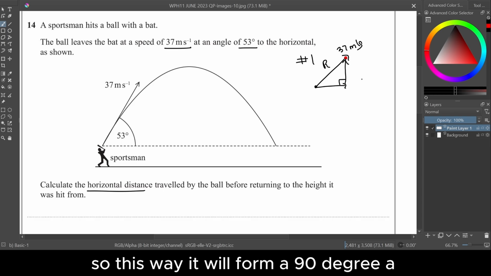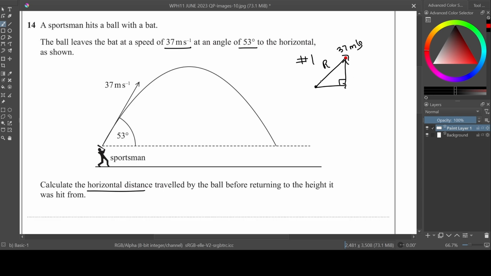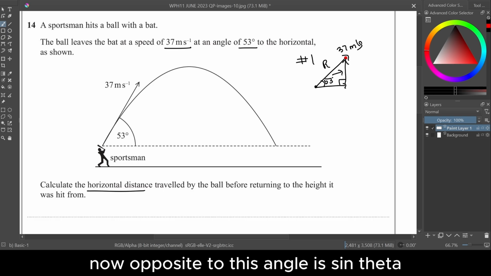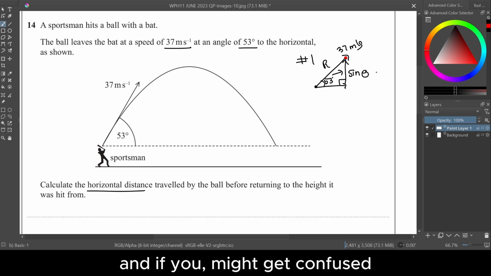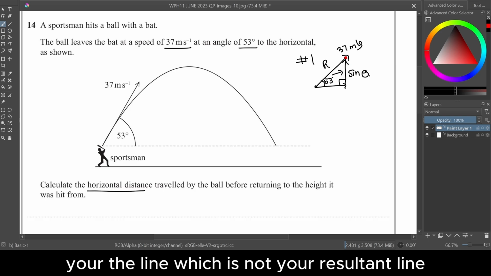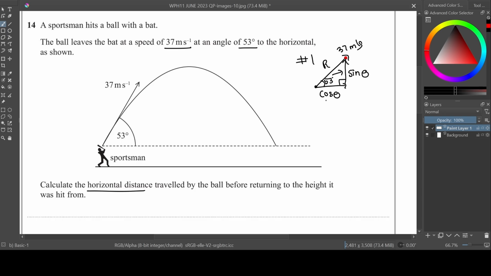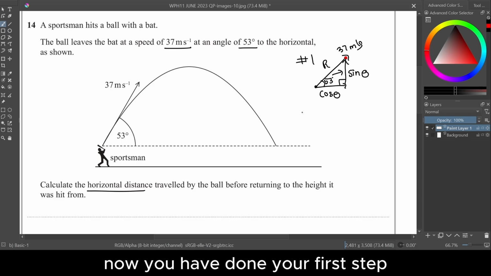This way it will form a 90 degree angle, which means it is a right angle triangle. This angle here is 53 degrees. Opposite to this angle is sine theta. And if you get confused about how you will know what is cos theta, the line which is not your resultant line or sine theta is always your cos theta. Now you have done your first step.